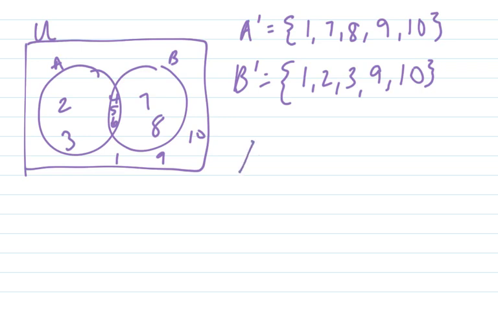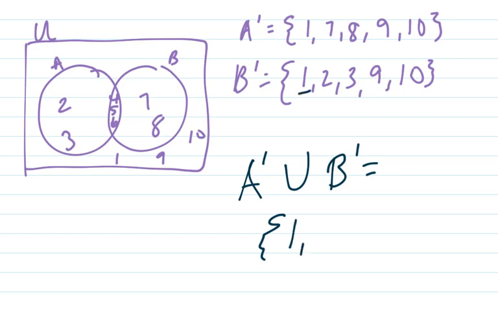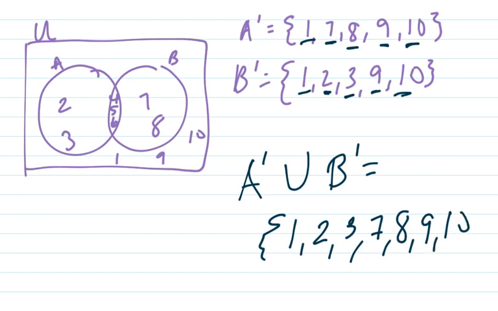We have the union of A complement and B complement. So that's everything that's in A complement and in B complement. So that includes the values 1, because that's in both, 2, 3. The next one is 7, 8, 9 is in both, we include that, and 10. So we find everything that's in A complement, everything that's in B complement, and include each of those elements. If it's in both, it still gets counted, okay? So the union is everything that's within those complements.